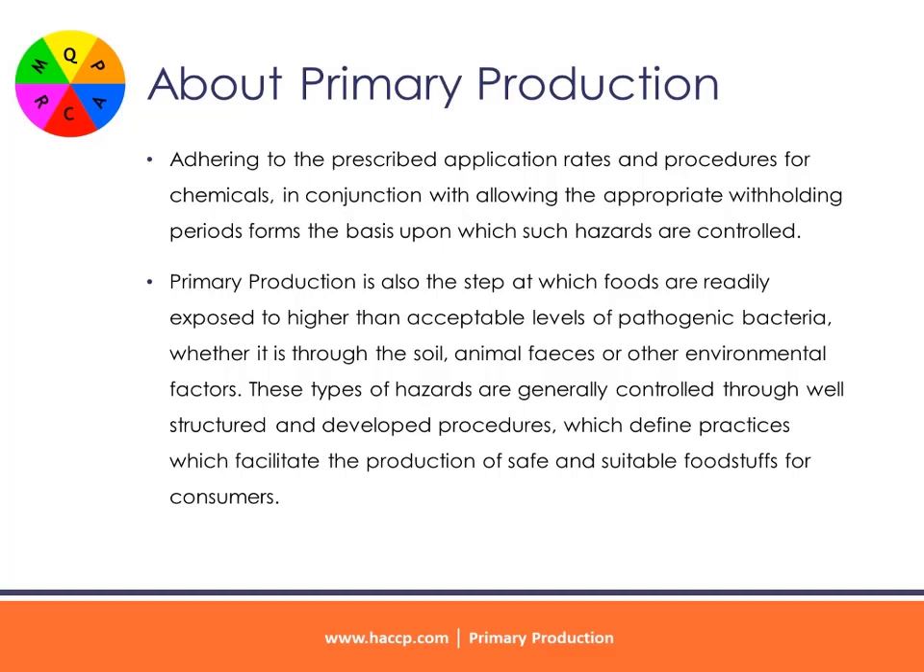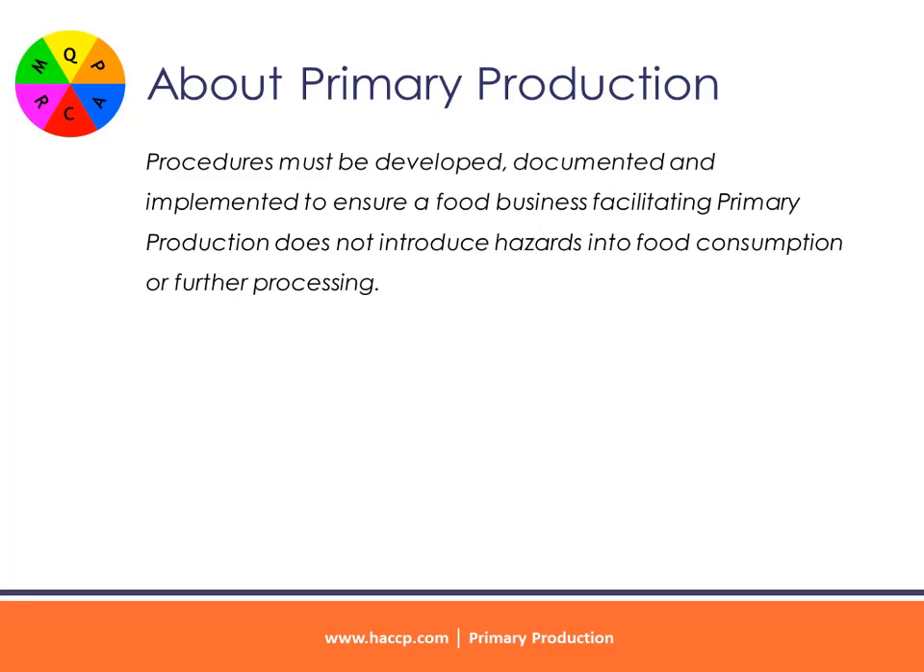Primary production is also the step at which foods are readily exposed to higher than acceptable levels of pathogenic bacteria, whether it is through the soil, animal feces, or other environmental factors. These types of hazards are generally controlled through well-structured and developed procedures, which define practices which facilitate the production of safe and suitable foodstuffs for consumers. Procedures must be developed, documented, and implemented to ensure a food business facilitating primary production does not introduce hazards into food consumption or further processing.